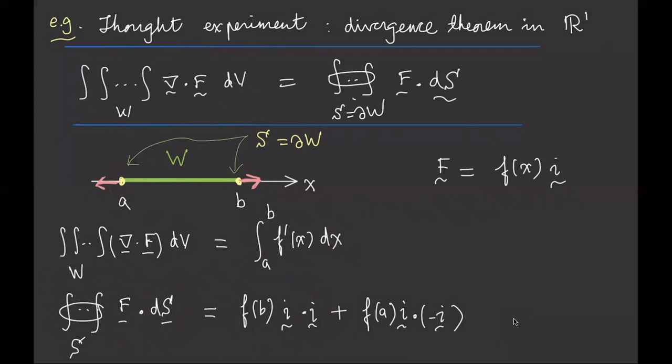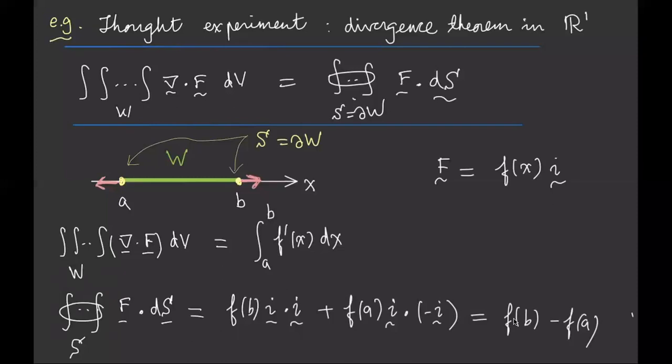And then I have this point over here, and I have to do the same thing. So I have to evaluate it at a. So I get f of a times i, but then the outward pointing normal is in the opposite direction, right? Because I have to be pointing out of my set W. So I'm going to get a negative i in this case. When I do this calculation, of course, that's quite easy. i dot i is 1 and i dot negative i is negative 1. What I get is f of b minus f of a.